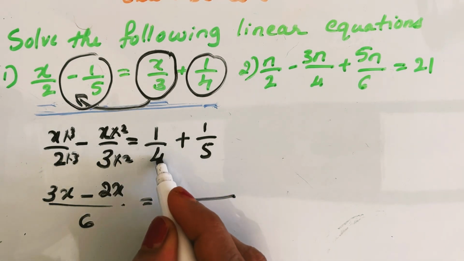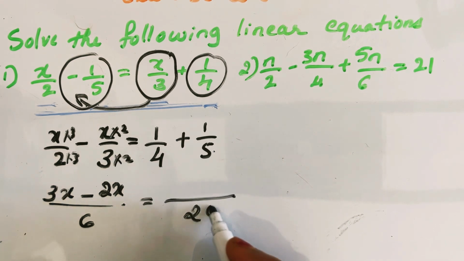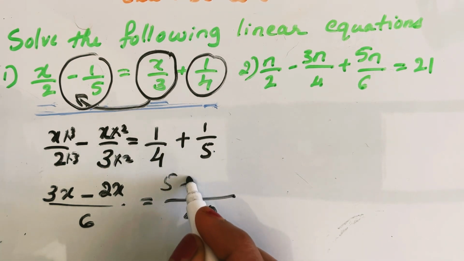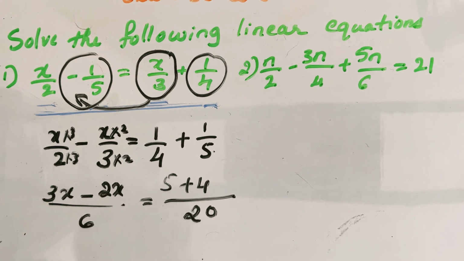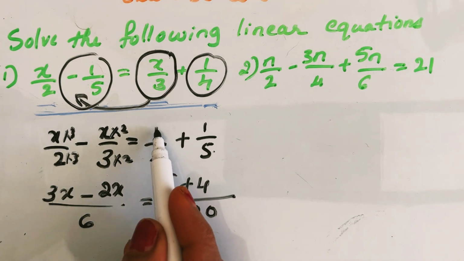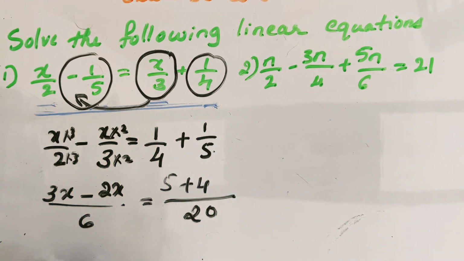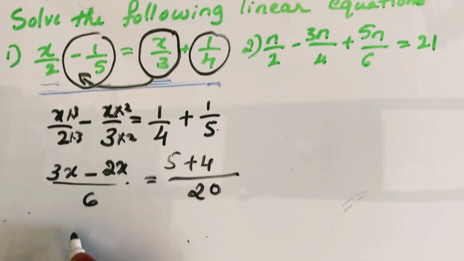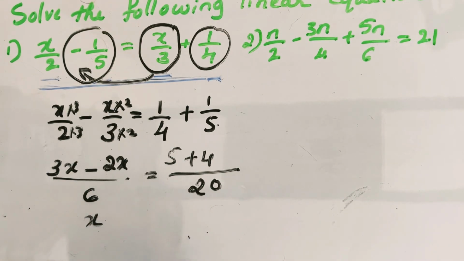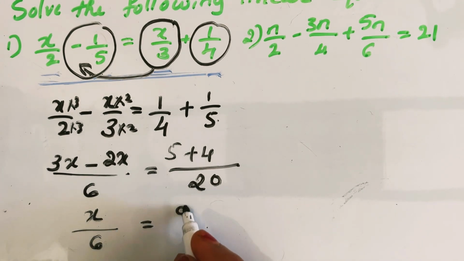Here LCM is 4 times 5, which is 20. So this is 5 plus 4. 4 times 5, so 5 multiplied by 5. 5 times 4, so multiply by 4. Now 3x minus 2x is 1x. 1x we write as just x. So x over 6 is equal to 9 over 20.